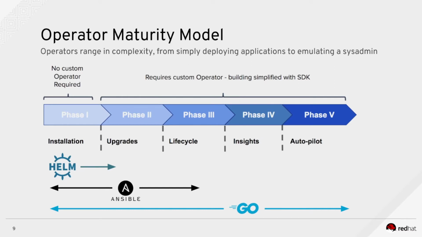Here we go over the operator maturity model. This just kind of visually shows the range and complexity in operators, from just basic, simple, automated rollout and installation to highly complicated autopilot, system admin level automation. You'll see Helm here, as spoken on the previous slide, covers installation and upgrades. Ansible playbooks cover roughly the same space, possibly a little more advanced into lifecycle management as well. But Go-based operators cover the whole spectrum there.